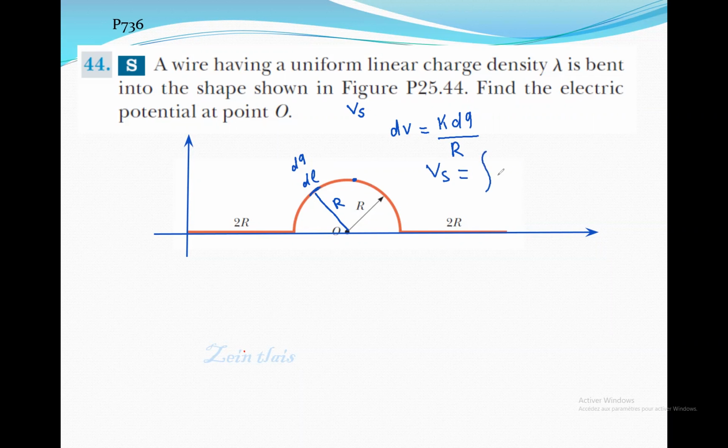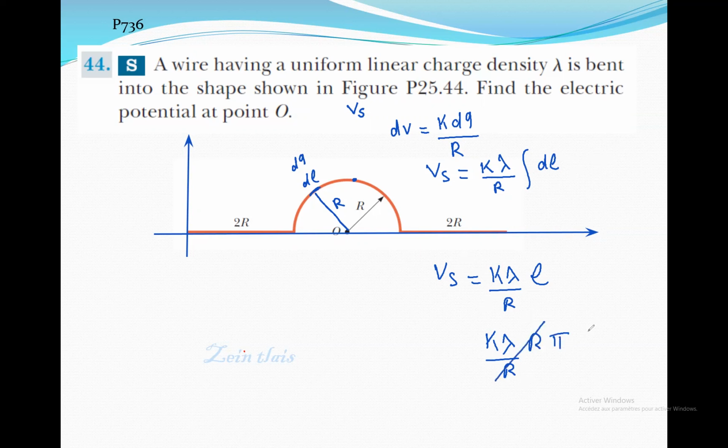We calculate V s equals the integral of, k is constant, lambda is constant, r is constant. We have inside only dl. Okay, so V s equals k lambda divided by r times L, and L equals r times pi, so equals k lambda pi. Finally, V o equals 2 k lambda times ln 3 plus k lambda pi.